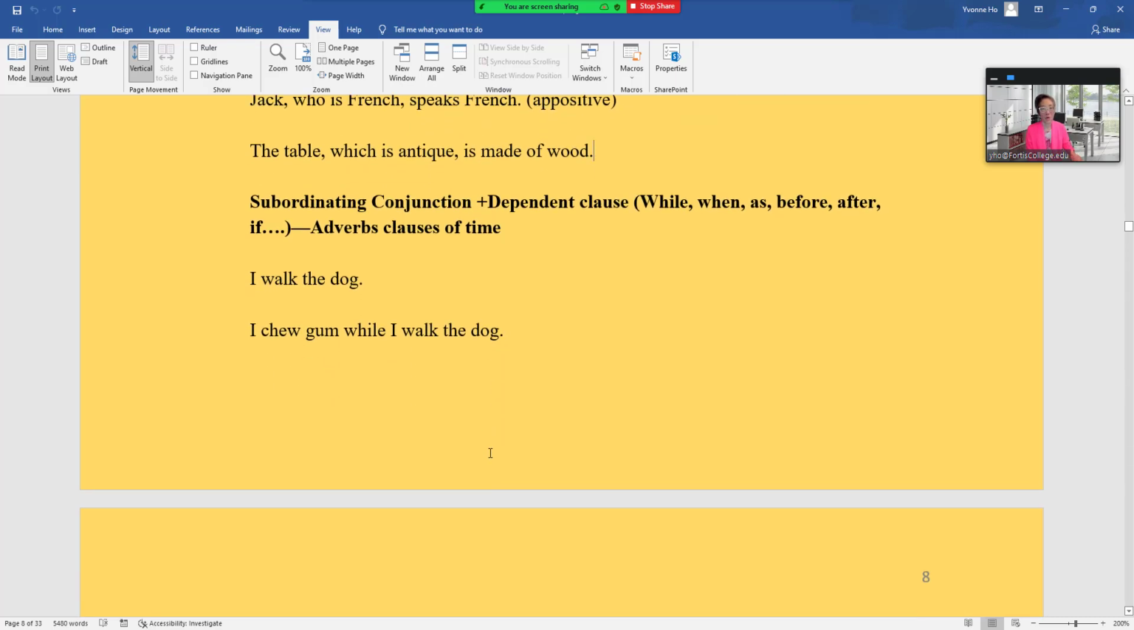Subordinating and coordinating conjunctions. I walk the dog. I chew gum while I walk the dog. So I walk the dog is an independent clause because it is a complete thought. While I walk the dog is a dependent clause because it is not a complete sentence. So when a dependent clause comes at the end of the sentence, you do not need a comma.